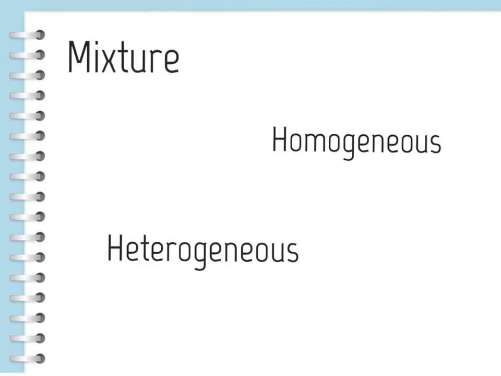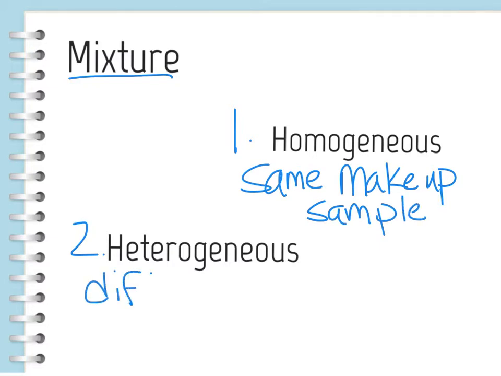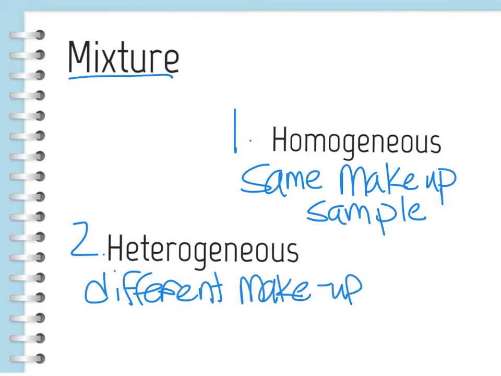All right, and then in mixtures, we have two different types of mixtures. You have homogeneous and heterogeneous. A homogeneous mixture has the same makeup through the whole sample. Okay. Now a heterogeneous mixture has different makeup or composition.